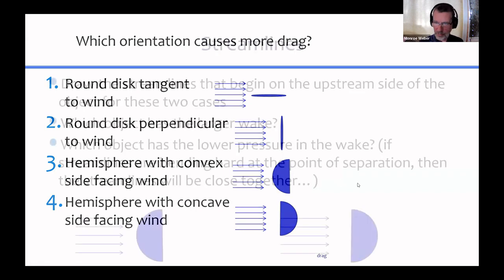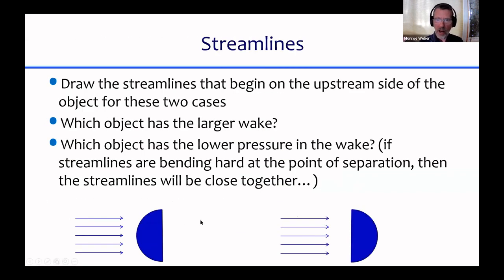Okay, so why? If we draw the streamlines, our goal is to identify which of these objects produces the largest wake. And the wake is where the streamlines have separated from the body, and there's this turbulent wake. Think of traveling behind a tractor trailer going down the road. You're in that turbulent wake. So let's do some streamlines.